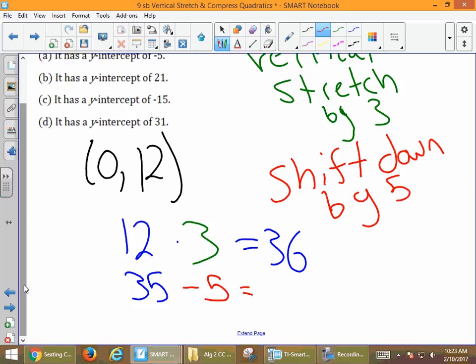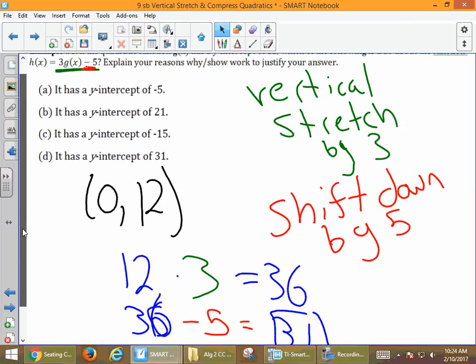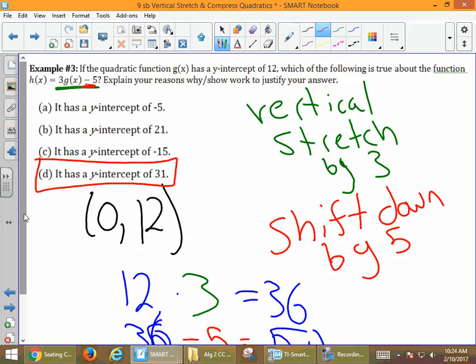And now we're going to take 36, and we're going to shift it down by 5. Oh, 36, I'm sorry. Yeah, 36, and we're going to shift it down by 5. What would that give us? 31. So that was the two transformations to the y-intercept. So what answer of our problem are we going to choose then? Oscar? D. So it has a y-intercept of 31.